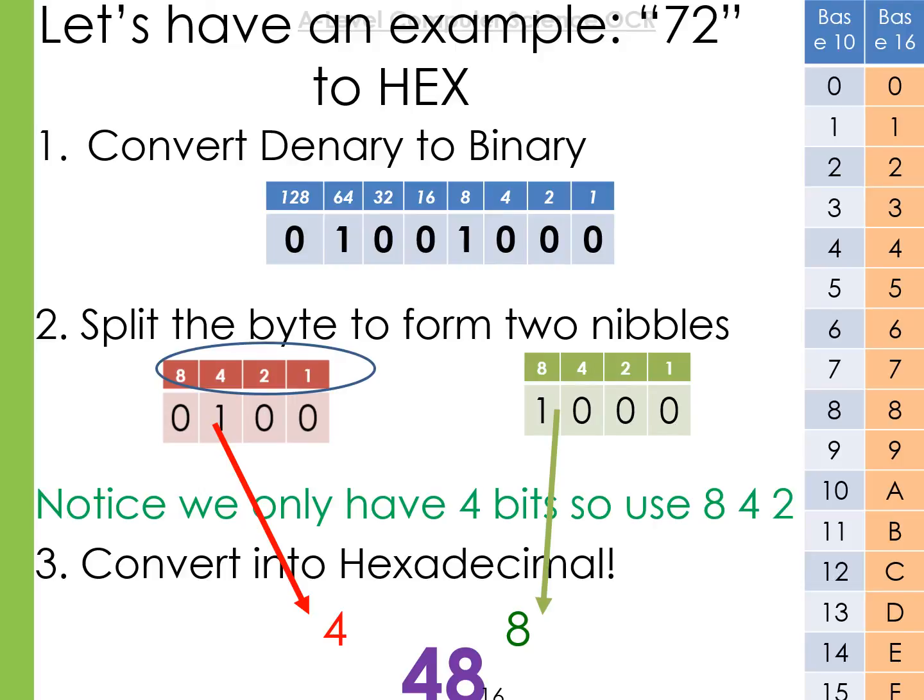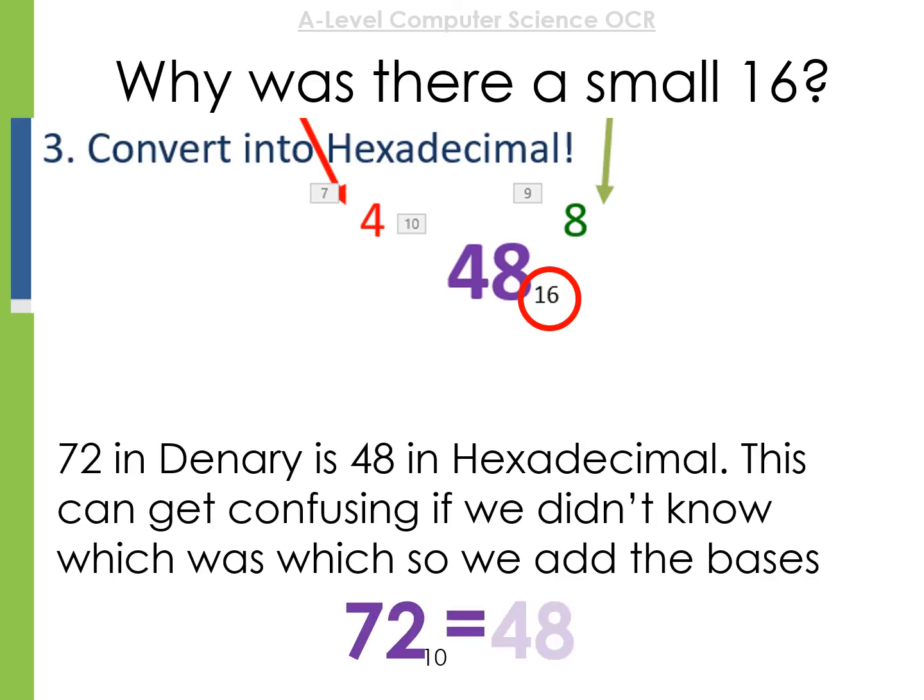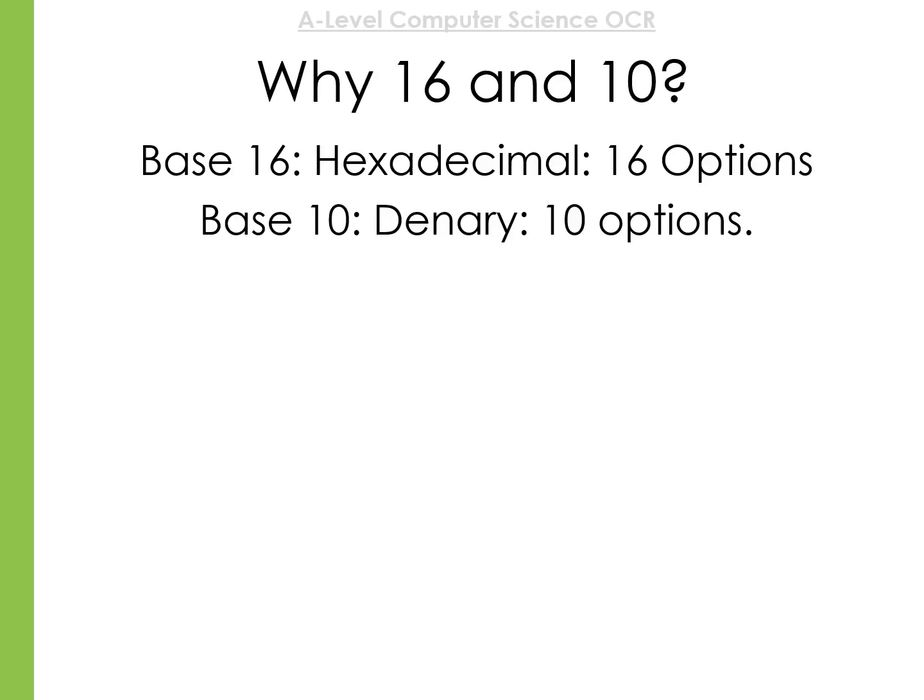I advise in the exam writing out your basic sequence down the right hand side like I've done here. You'll notice that I've put a small 16 at the bottom. This is to show it is base 16. 72 in denary is 48 in hexadecimal. This could get confusing, so it's important for us to write those bases. It's base 16 because there are 16 options. When we're using denary, it's base 10 because there are 10 options.